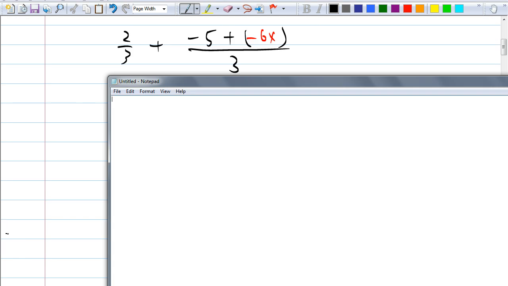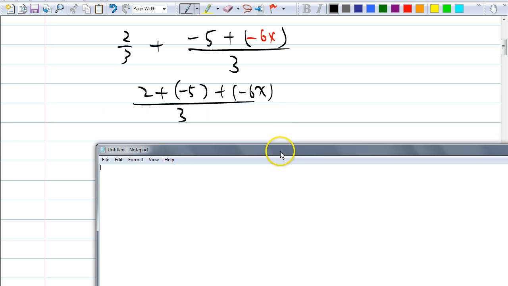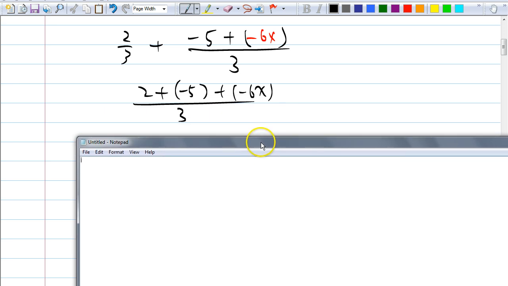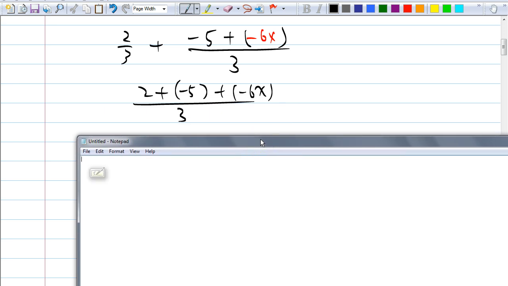So then, who could tell me what to do next? How about Tajwar? What did you get? The answer? No, what do I do next? Okay. You add 2 to negative 5, you get negative 3 plus negative 6x. Then you divide everything by 3. Oh, hold on. Okay, so that's good. So we add all the numerators.